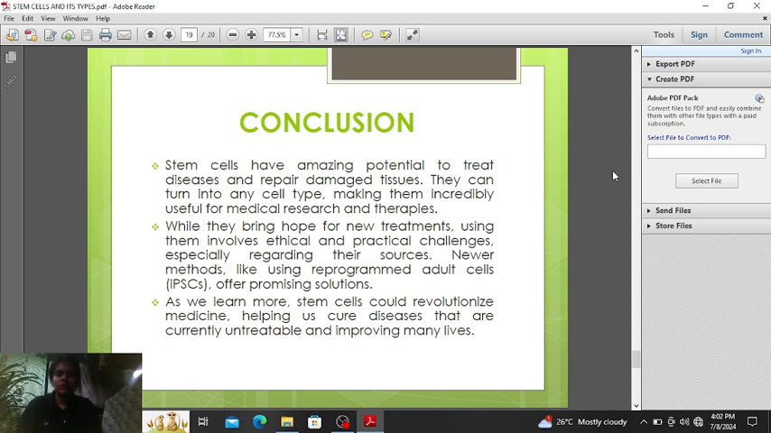They bring hope for new treatments, though there are ethical and practical challenges regarding the sources, and newer methods like reprogrammed adult cells offer promising solutions. As we learn more and more about stem cells, they can revolutionize medicine, helping us cure more diseases, and they can currently treat many diseases and improve our lives.